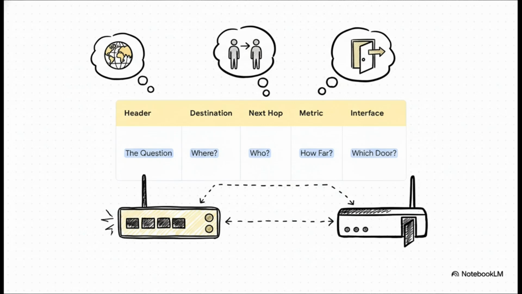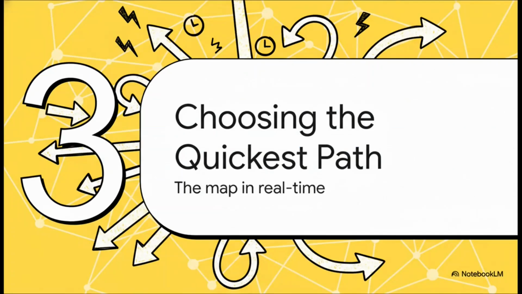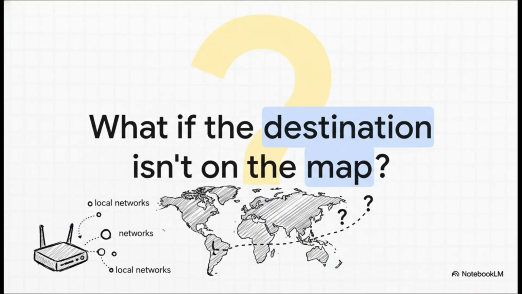That's the entire logic. All right, so now we know the 4 questions. Let's see how a router actually uses them to make these super smart split-second decisions on the crazy, chaotic, always changing internet. Okay, so here's a great question. Your router at home, its map is pretty small. It only knows about a few local networks. So, what happens when you try to go to a website that's hosted in, say, Japan?